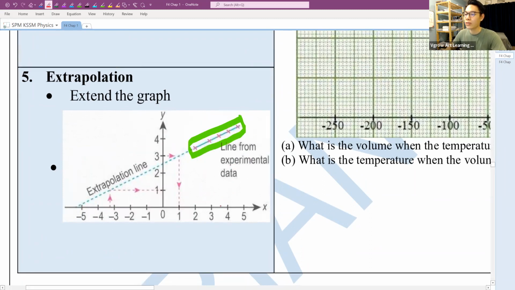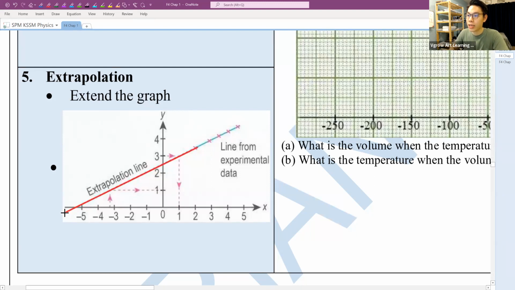So let's say if I want to find out the value of 3, that still can, because within my graph, this one is what we call interpolation. But if it's not within here, then what you need to do is you need to go and extend this graph, make it longer a bit.